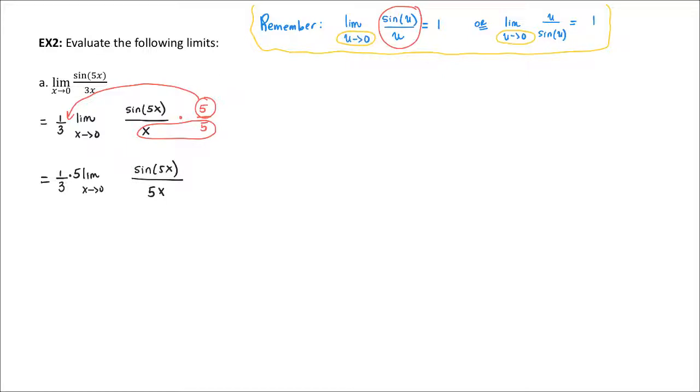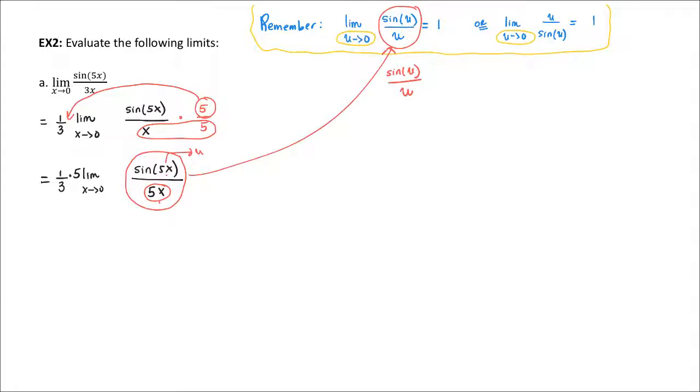Now, what is really nice about this is that now this expression matches this over here. Now I have sine of 5x over 5x. This is exactly like having sine of u over u. You can think of 5x right here as being u, and this 5x right here as being u as well. So now I have a match inside of sine and a match in the denominator.